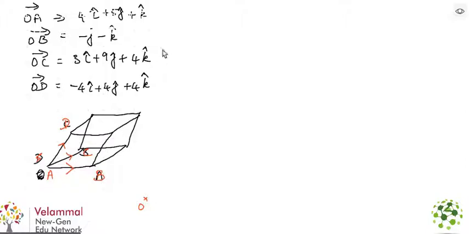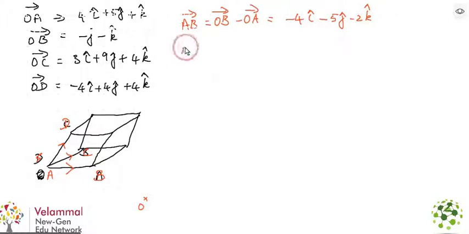Now, how do I do AB? You know already, AB is nothing but OB minus OA, final minus initial. So what is OB minus OA? I'm writing the answer because you already know how to do it. Minus 5j minus 2k.